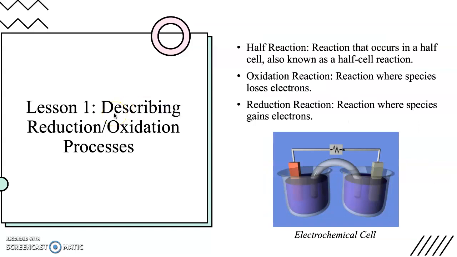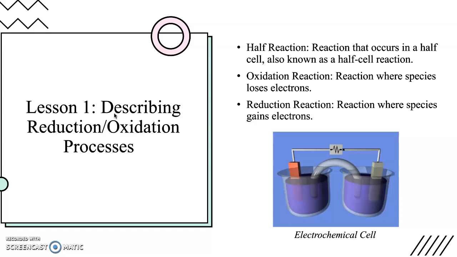Describing reduction/oxidation processes. Before we start, we'll need to know some definitions. Number 1. Half reactions. A reaction that occurs in a half cell, also known as a half cell reaction. A half cell reaction occurs in an electrochemical cell.